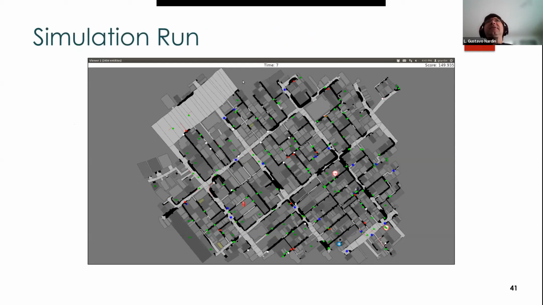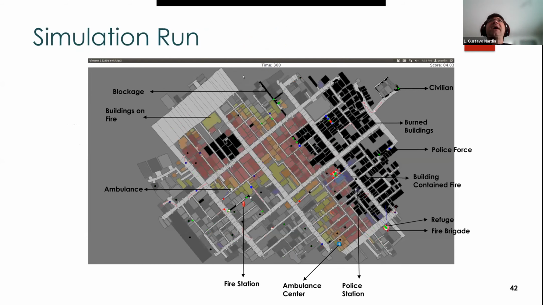This is the view of the simulation run. I will go fast, and these are the different types of elements that we will have in the map. We have a blockade, which are represented as these black elements on the roads. We have buildings on fire, which are buildings that have different colors.